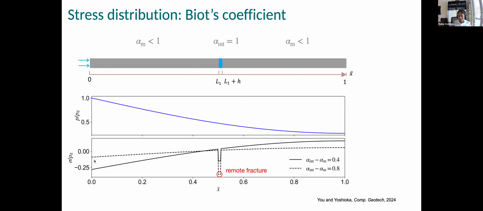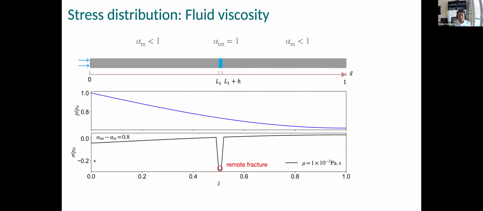And so we have looked at the Biot coefficient, but fluid viscosity also has an impact. Of course, for hydraulic fracture to happen, the fluid pressure has to exceed the stress and whatever tensile strength the rock has. And if we have a low viscosity fluid, then the pressure drop is very small, so fluid can easily diffuse into the rock.